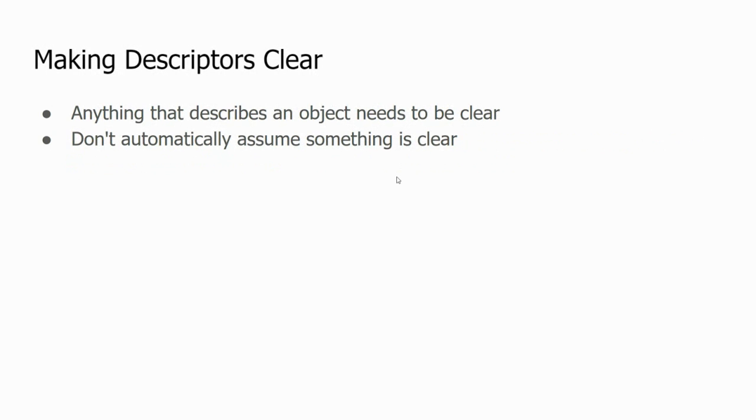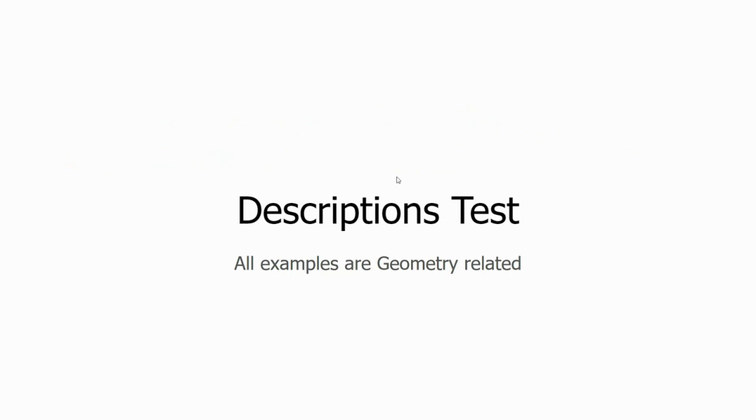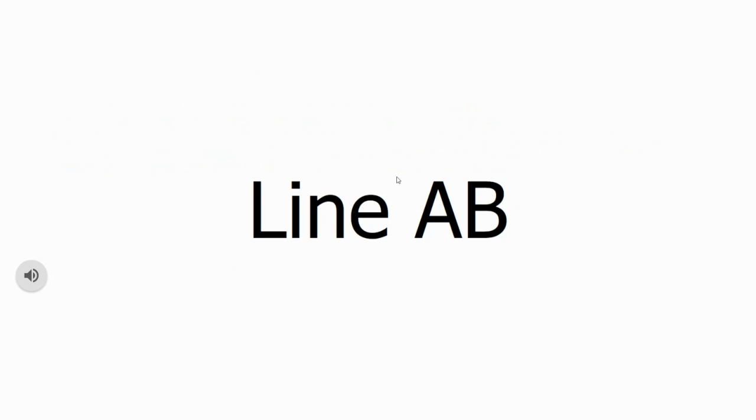And then descriptors. Anything that describes an object needs to be clear, and don't automatically assume something is clear. To demonstrate this, I wanted to give y'all a test. I don't need y'all to write anything, I just want y'all to mentally think about this. What do you think a text-to-speech bot will say when it reads this out? Just think for a few seconds.